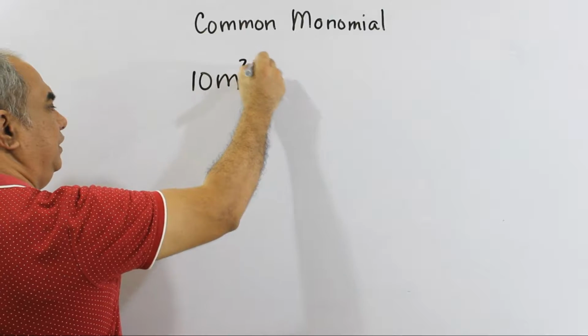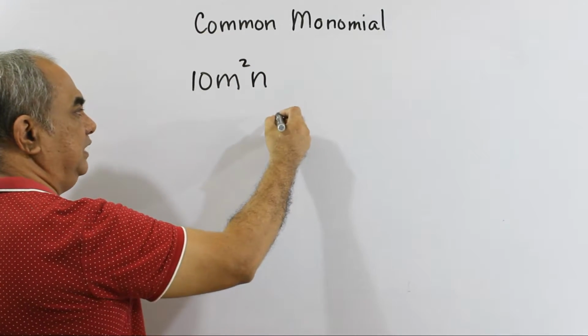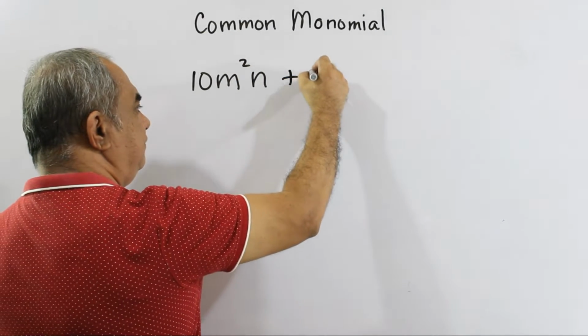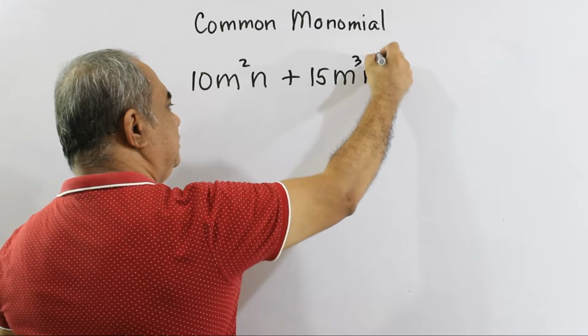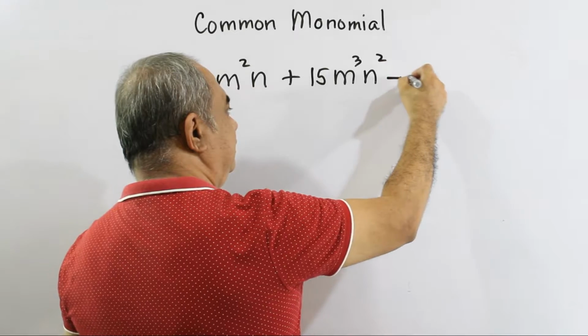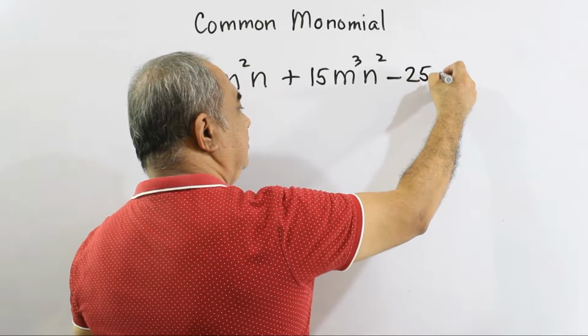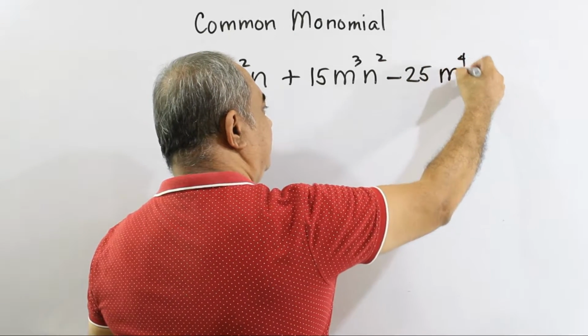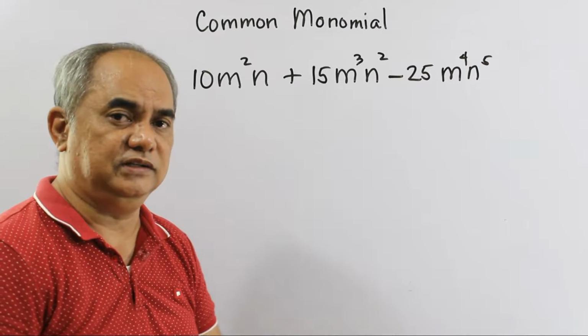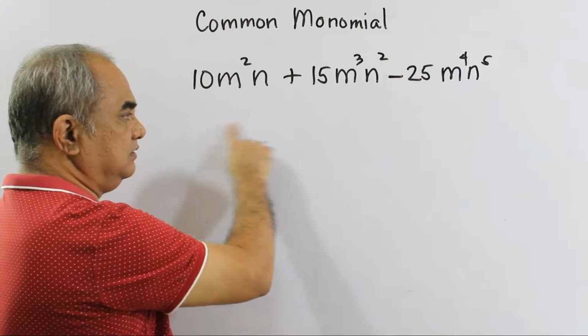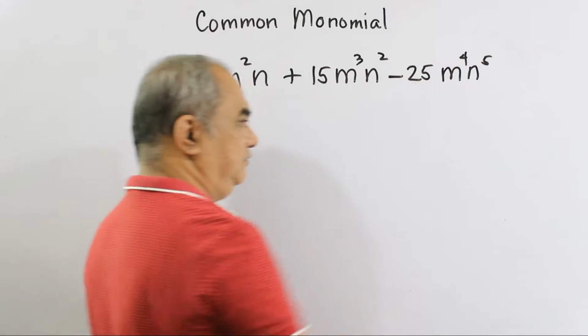Let's have some examples. Say we have 10m squared n, plus say 15m cubed n squared, and lastly minus, let's say 25m to the fourth n. So how are we going to factor this? I'm going to write the answer here because this is not enough anymore.